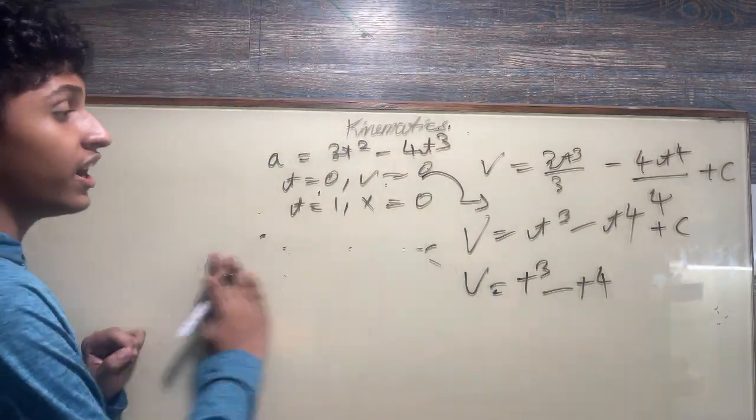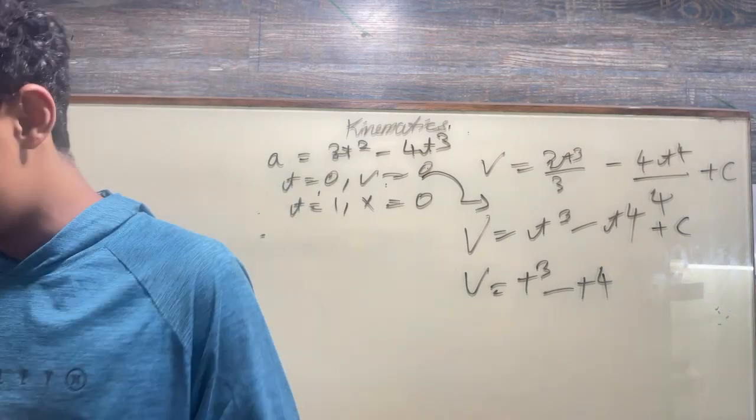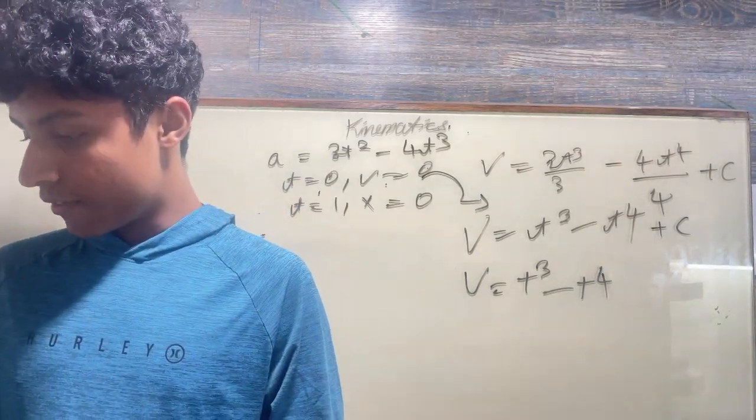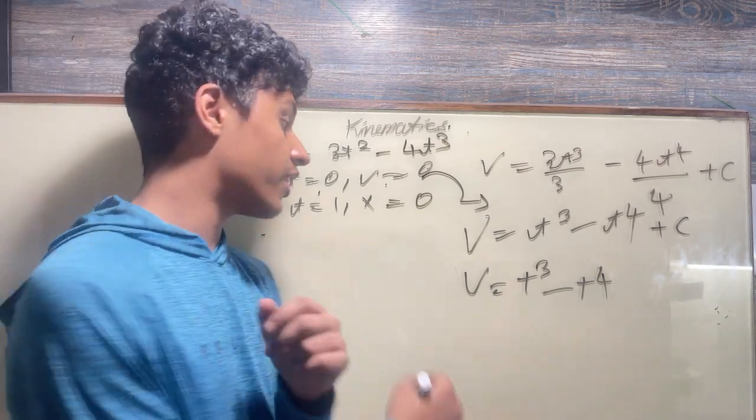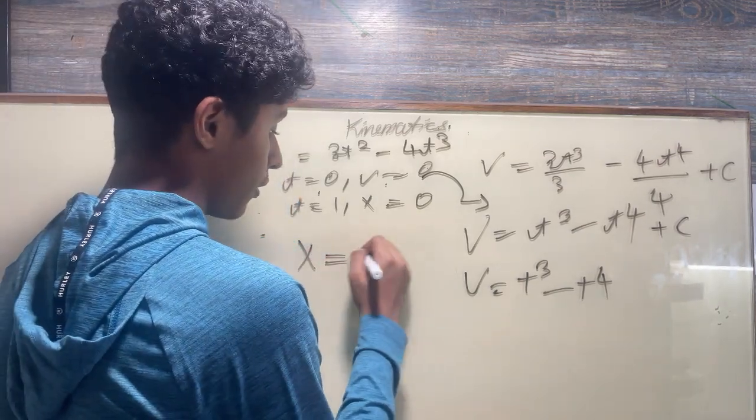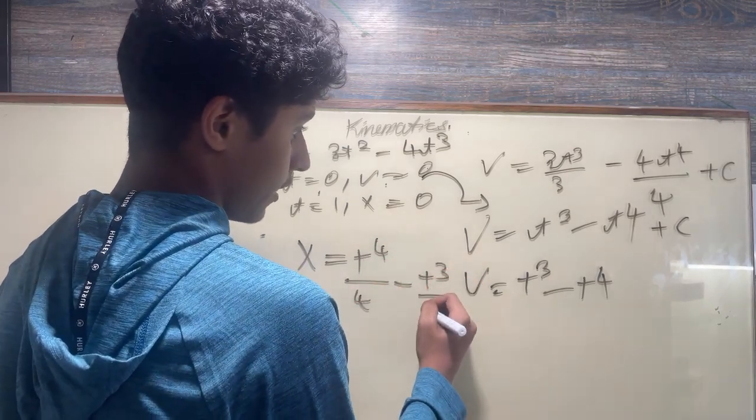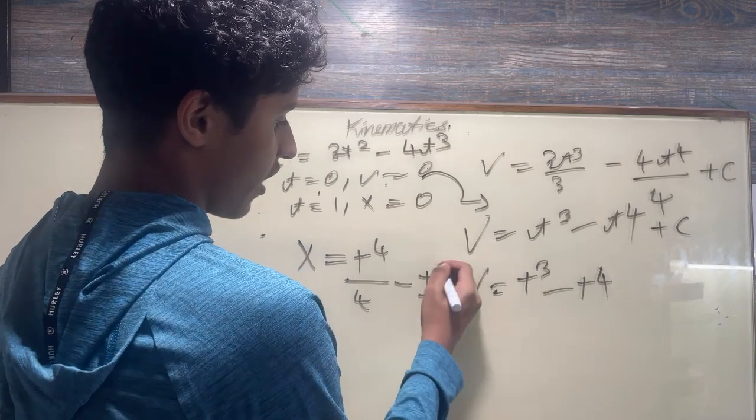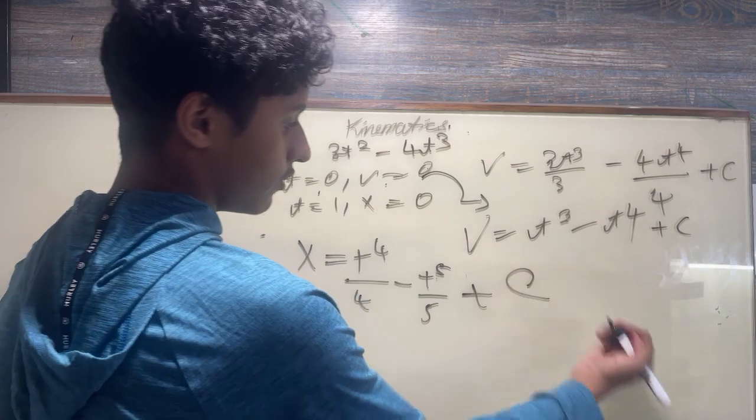Now I have to integrate this once again to get the answer, right? So if I have to integrate this again, I would get x is equal to t to the power 4 by 4 minus, no, t to the power 5 by 5, plus again my constant c.